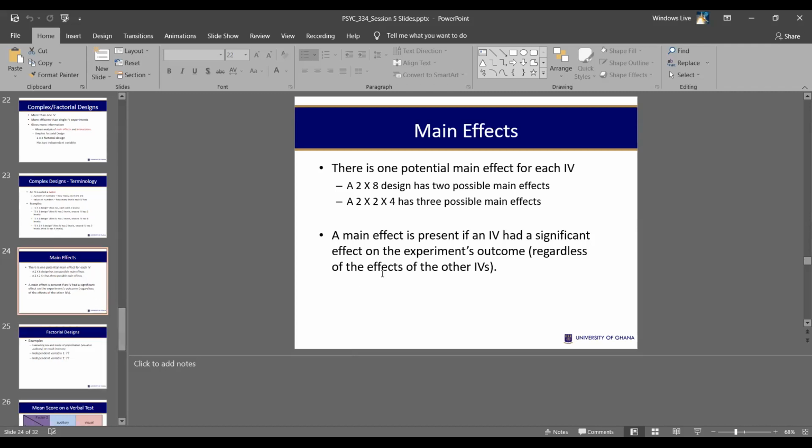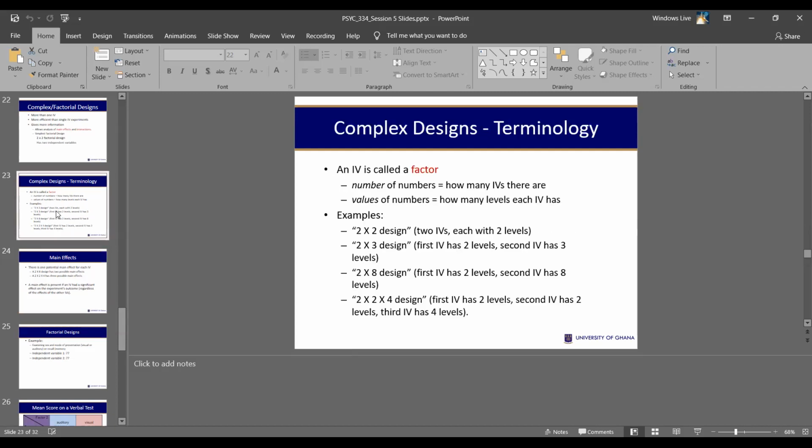So one thing, Kwesi. Yeah, sir. A bit confused. I just want to know with the factorial design you were just talking about, what's the difference between the factorial and the other ones? Is it because this one enables you to have two independent variables being tested separately at the same time?